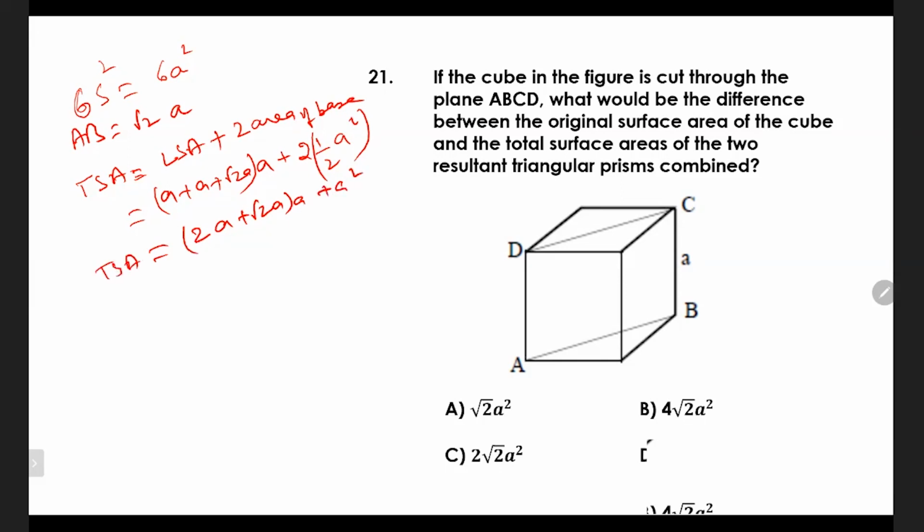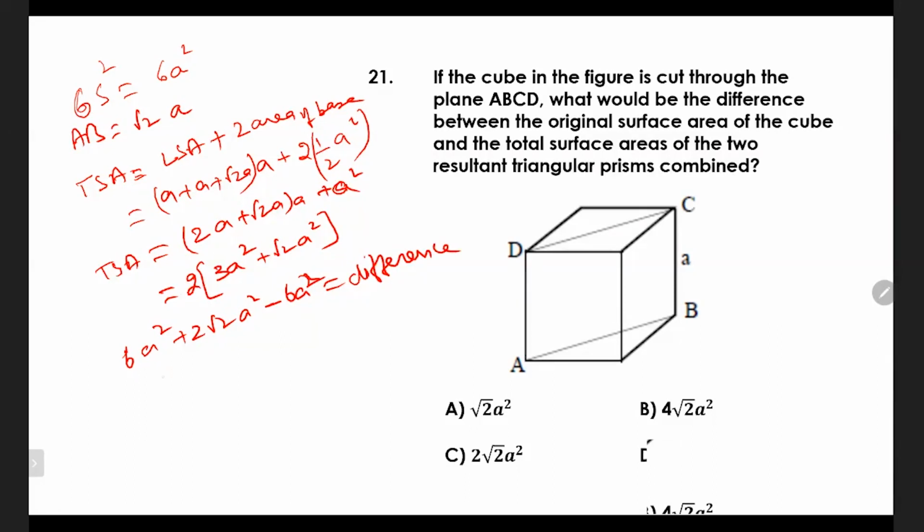This is total surface area of one prism. So if it is two prisms, 2 times one of this. So that is 2A square plus A square is 3A square plus root 2A square. This is TSA of this. So what is the difference? This is larger, definitely this will be larger. 6A square plus 2 root 2A square minus 6A square is the difference. So this is 2 root 2A square. So which option you have? Option C. Please note it fast.